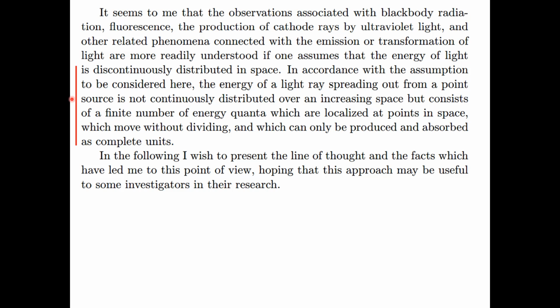In accordance with the assumption to be considered here, the energy of a light ray spreading out from a point source is not continuously distributed over an increasing space, but consists of a finite number of energy quanta which are localized at points in space, which move without dividing, and which can only be produced and absorbed as complete units. In the following, I wish to present the line of thought and the facts which have led me to this point of view, hoping that this approach may be useful to some investigators in their research.